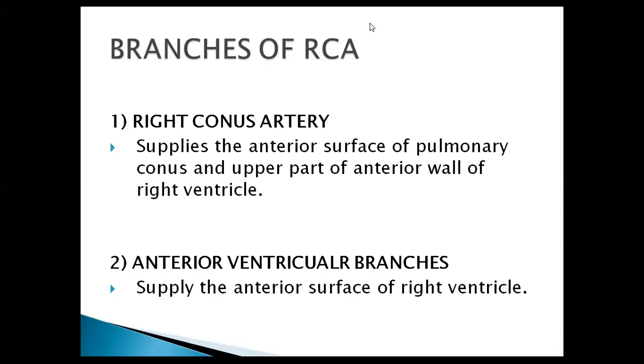Right conus artery. The second one is the anterior ventricular branch. As the name indicates, these branches supply the anterior surface of the right ventricle. Anterior ventricular branches supply the anterior surface of the right ventricle.